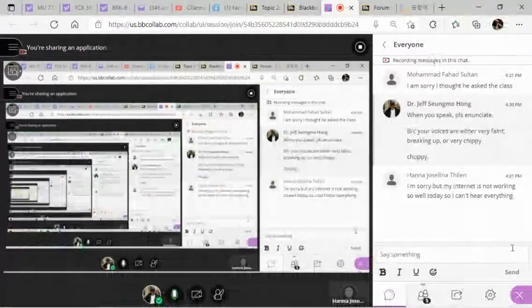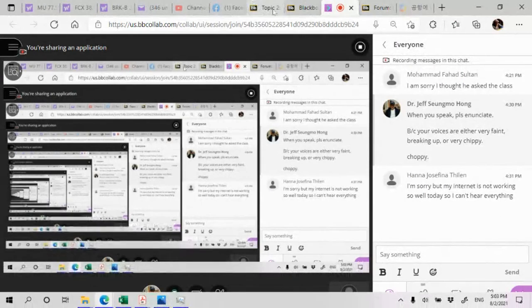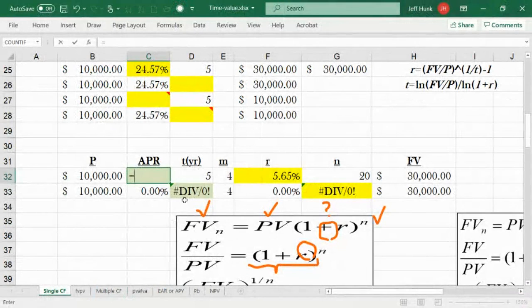Hannah, can you help me out here? Okay, so Hannah, equal. You don't need to open parentheses here. Let's say open parentheses, H32. A32, H32? No, why?